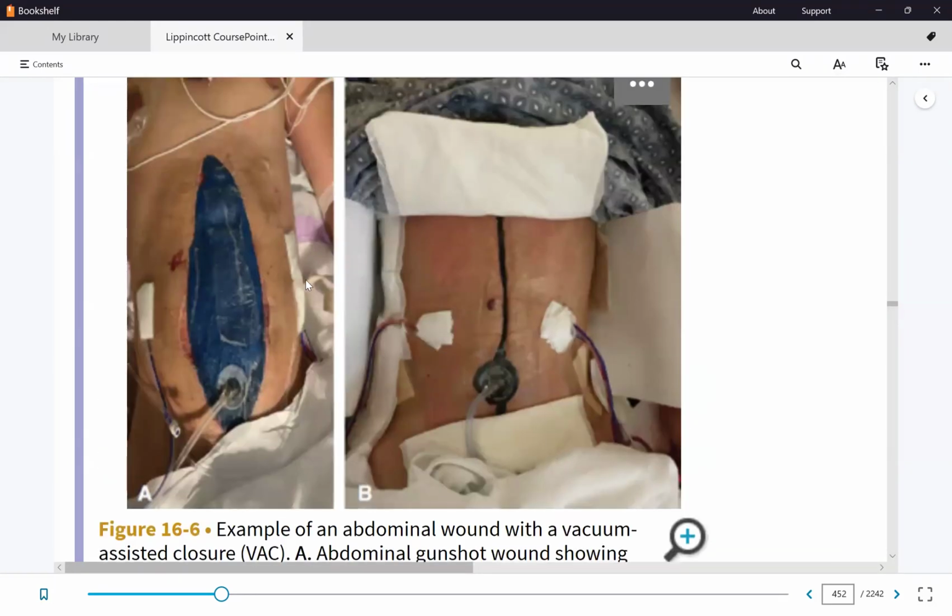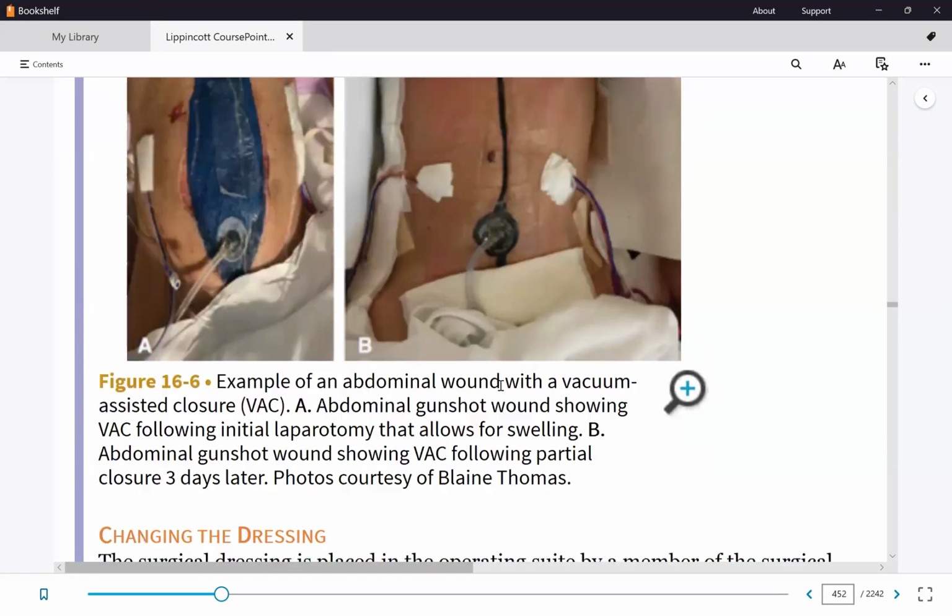So what it does is, because it's now negative pressure, it's a wound vac, negative pressure. So is there any oxygen in here? It creates an anaerobic environment. So therefore, can aerobic organisms grow? No, not likely.